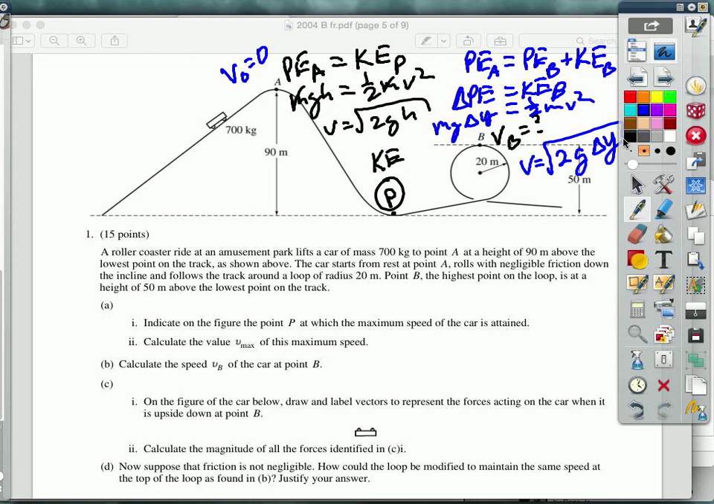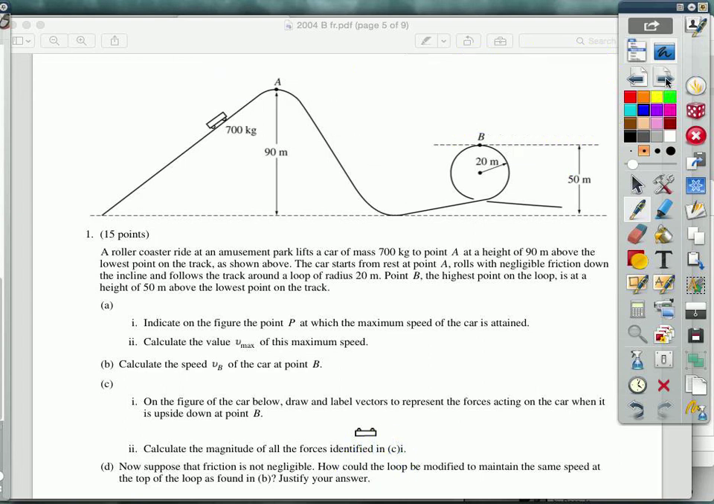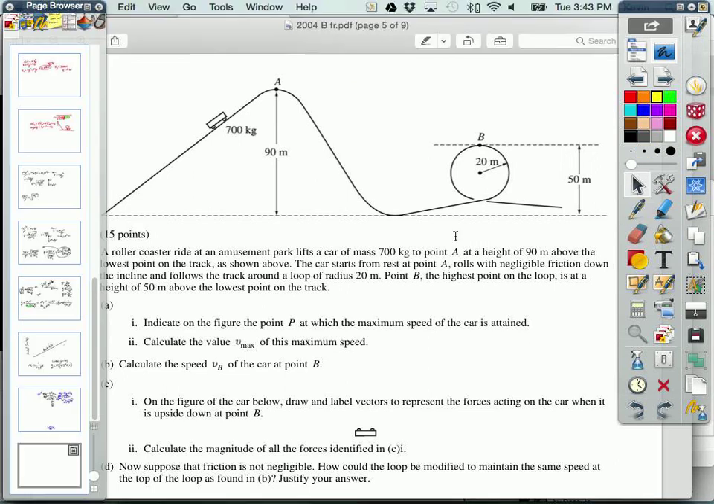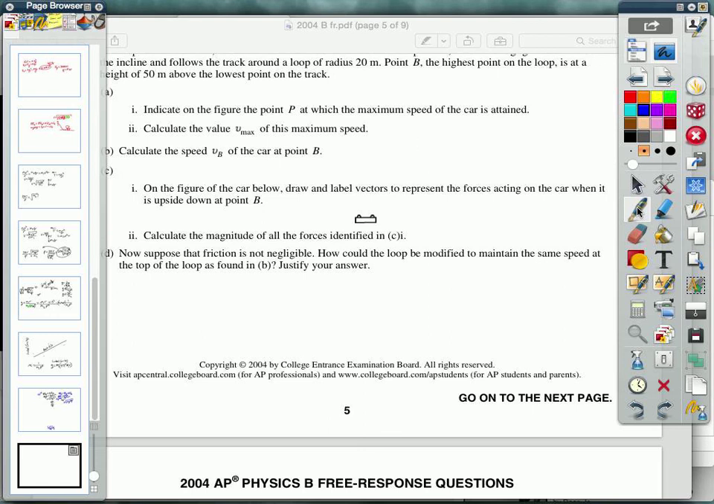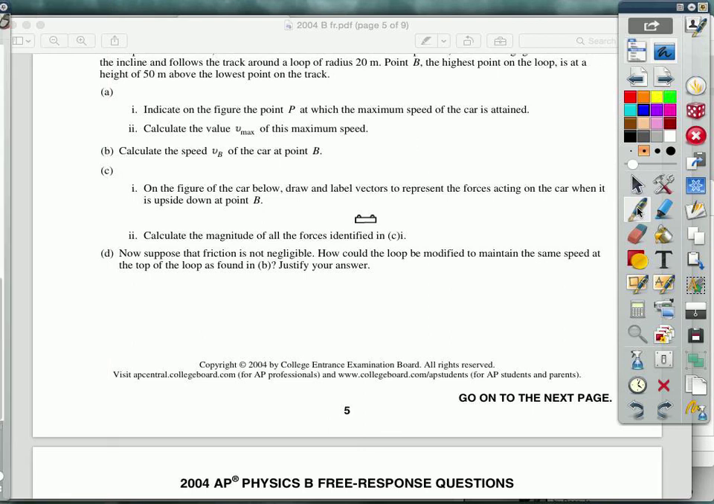On the figure of the car below, draw and label the vectors, so that's pretty easy. We've got Fn going down, and we've got Fg going down. All right? And so we move on to the last parts of the problem. Calculate the magnitude of the forces identified. So I'm going to say the sum of those forces is equal to mv squared over r. Those two forces are going to be Fn plus Fg, which equals mv squared over r.